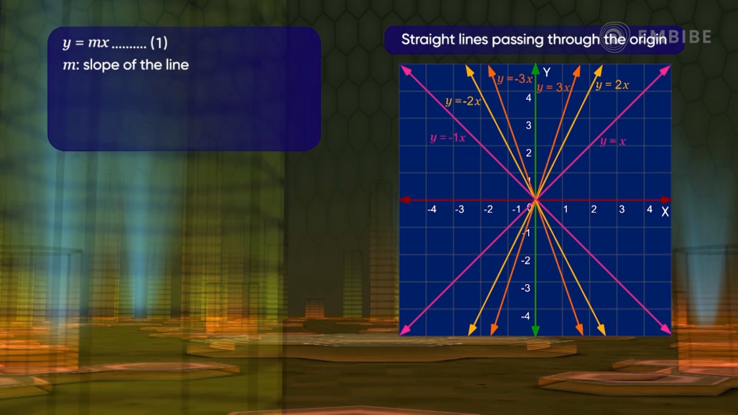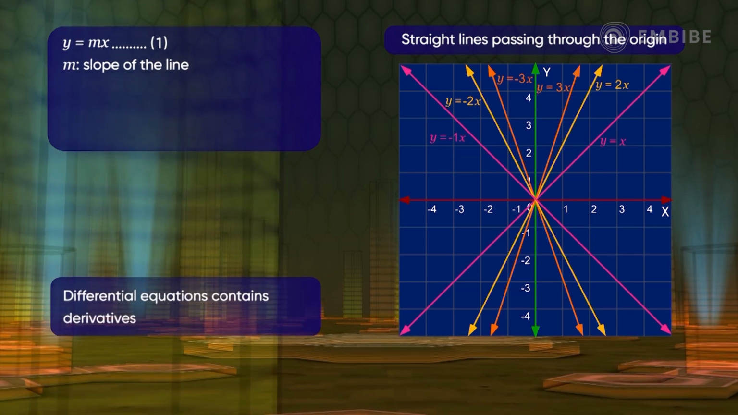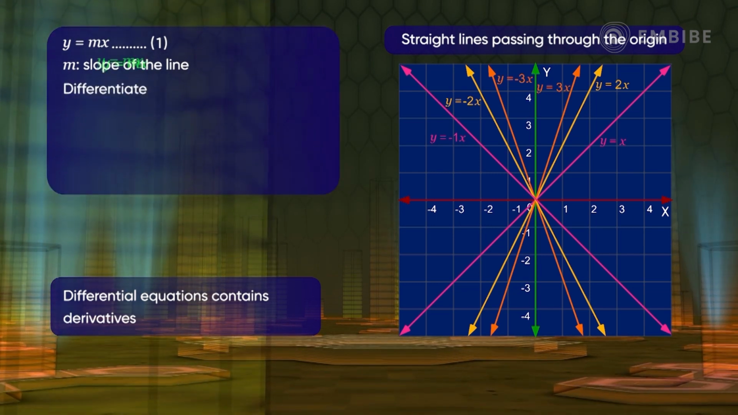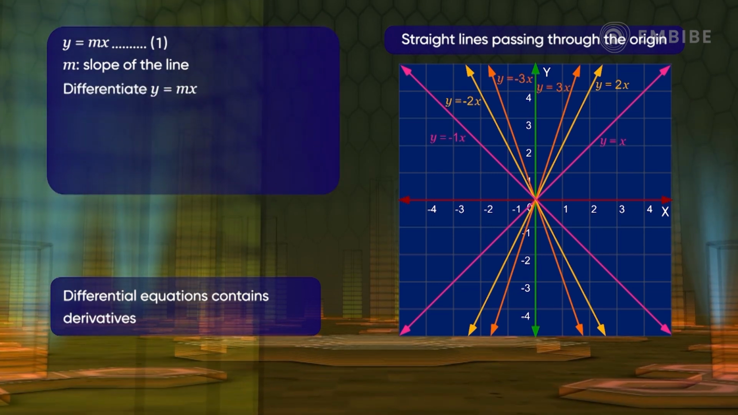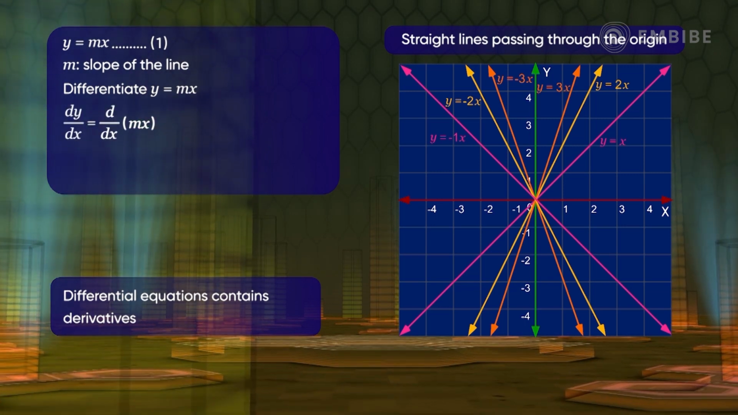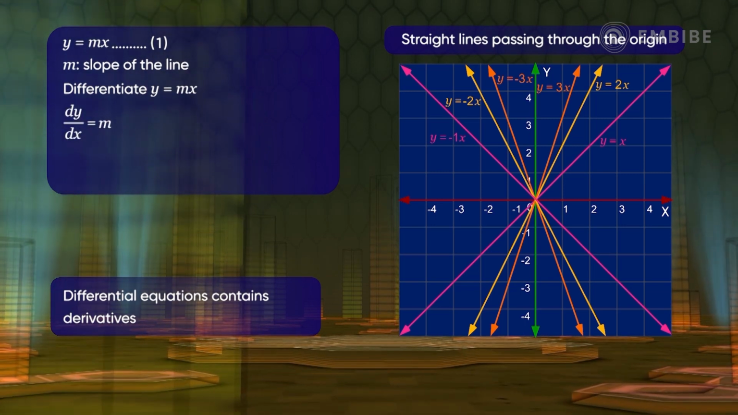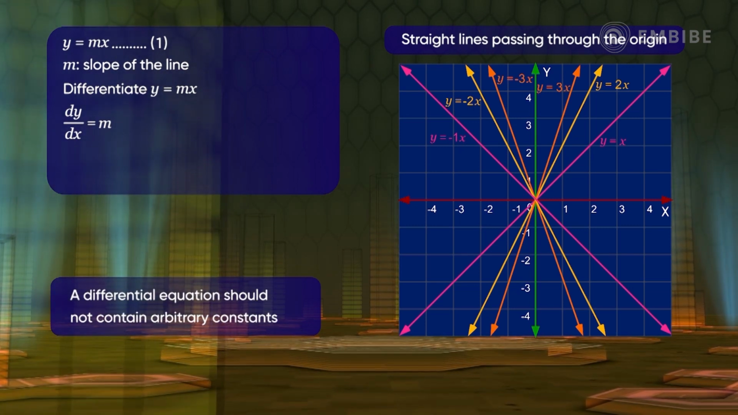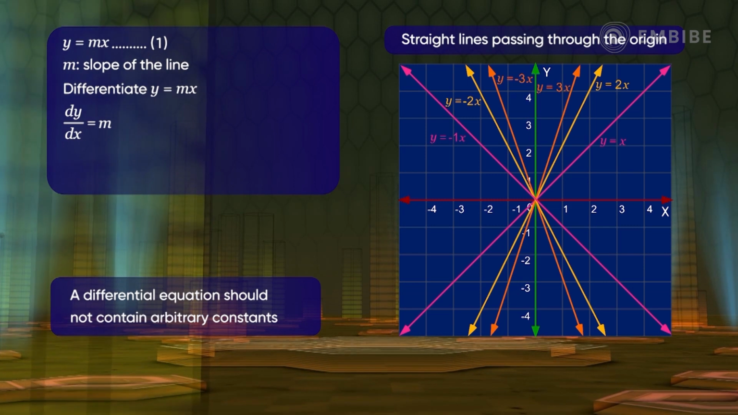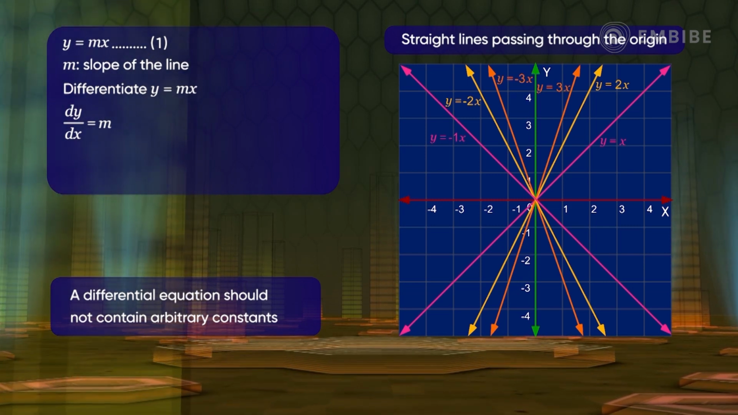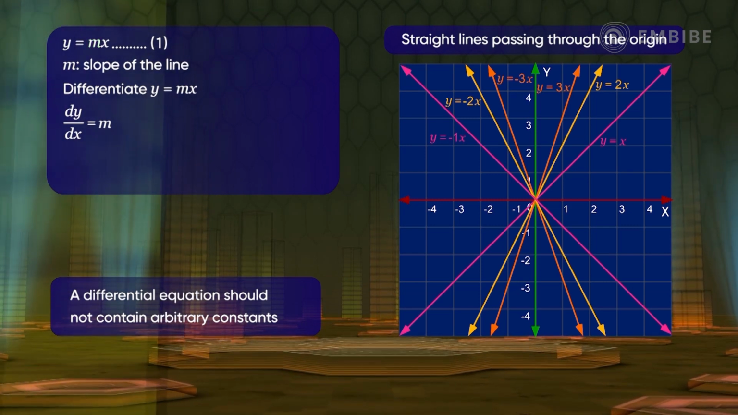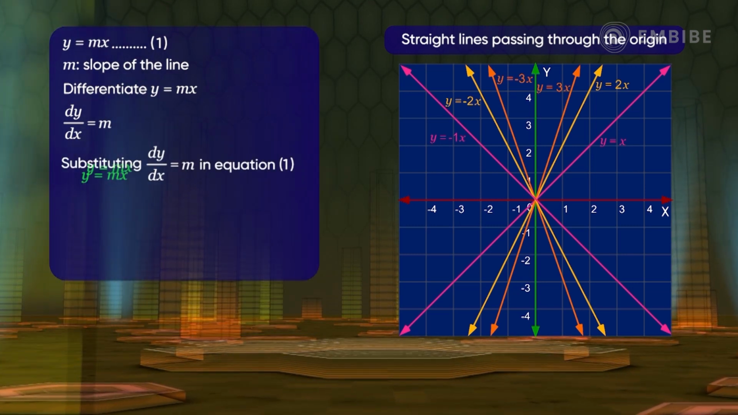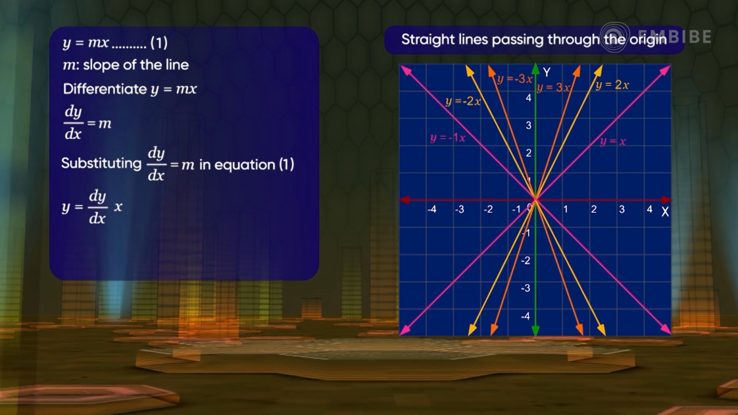Well, we've already seen that differential equations contain derivatives. So the first step is to differentiate the equation with respect to the independent variable x. Another important thing to be noted is that a differential equation should not contain arbitrary constants. Here in the equation we started with, we have an arbitrary constant m. So to eliminate the constant, substitute dy by dx for m in the original equation.